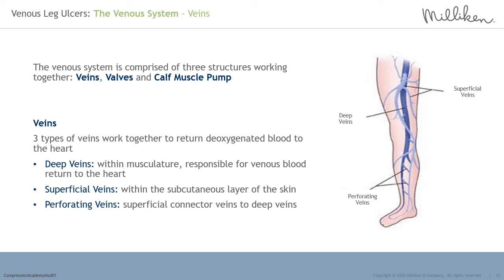There are three types of veins which are all interconnected and work together to help facilitate the return of deoxygenated blood away from the tissues and back to the heart for replenishment. The deep veins, which are located within the musculature, the superficial veins, which are located within the subcutaneous layer of the skin, and the perforator veins, also known as the connector veins, which connect the deep and the superficial veins.